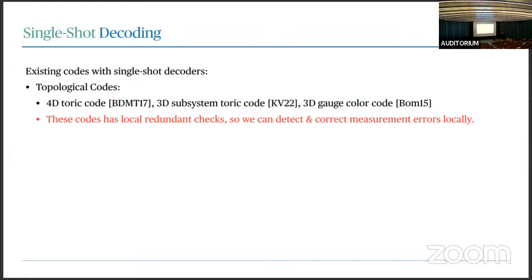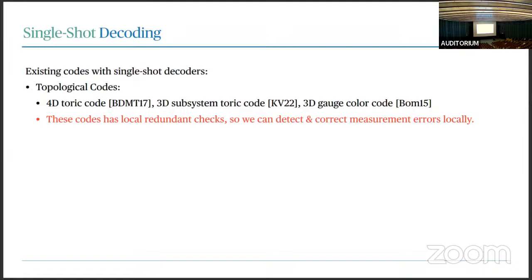So that's a little vague, but the key idea here is that using these local redundant checks, we can really detect and correct measurement errors that happen, not just the physical errors. This is more of a method to directly attack the measurement errors. So these codes are known to be single shot.